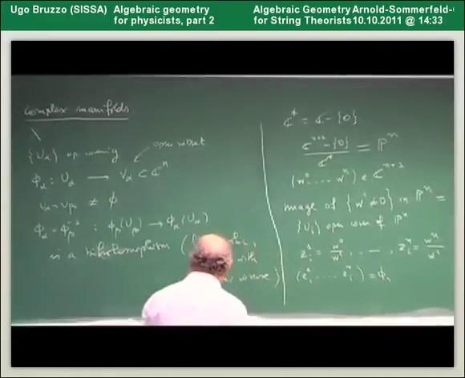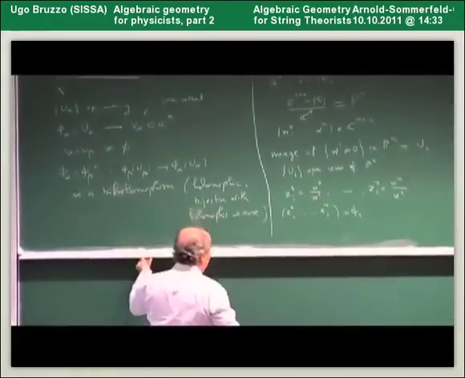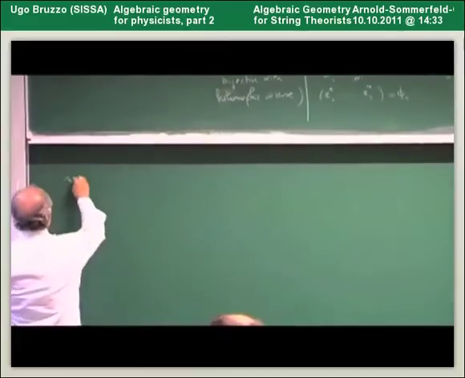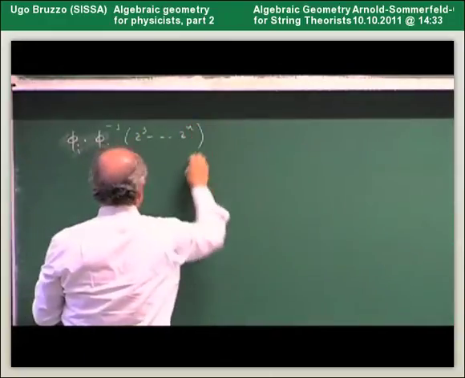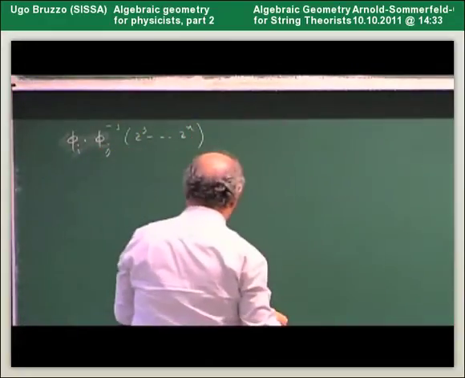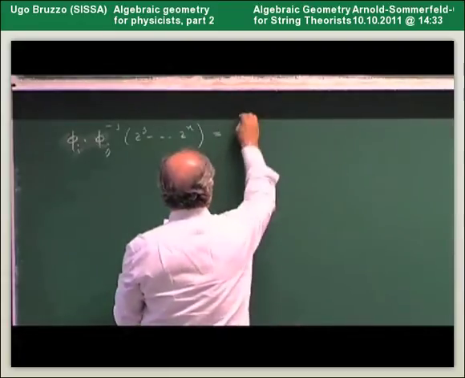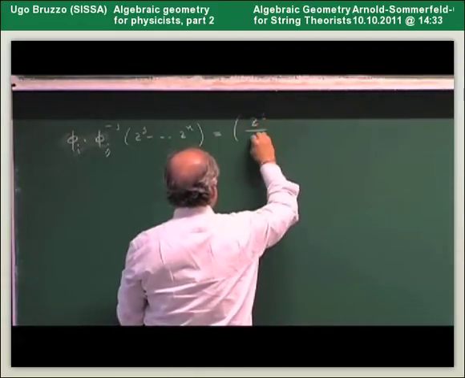And if you write the transition functions, so we should write something like phi_i times phi_j^(-1) of (z_1, ..., z_n), this is given by this equation.